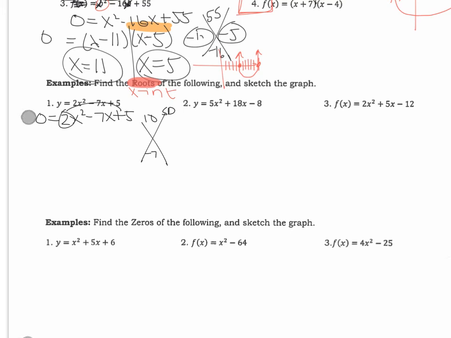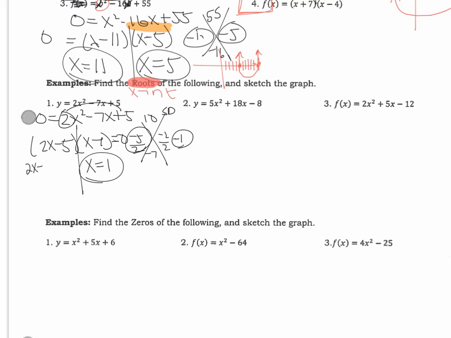10 on the top, -7. Factors of 10 that make -7: -5 and -2. I then have to divide both pieces by 2. -5 over 2 I can't simplify. This makes -1. So I have 2x minus 5, and I have x minus 1 equals 0. So I now have to split this up. On the right, x equals 1. On the left, this might be a little harder to do in my head, so I'm just going to write it all out. I'm going to add 5 on both sides, then divide by 2. So x equals 5 over 2.